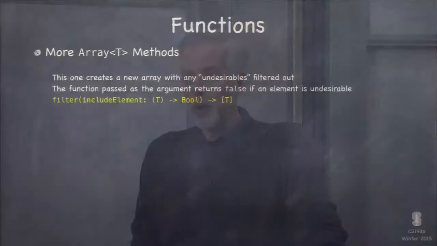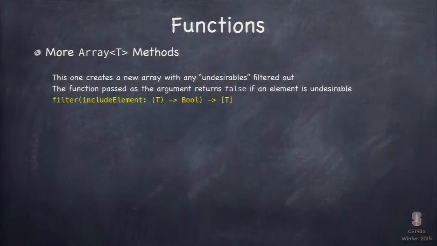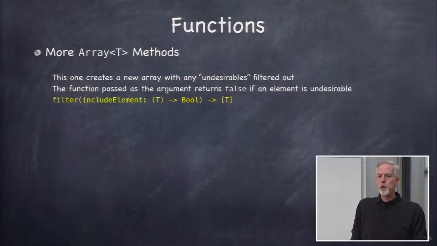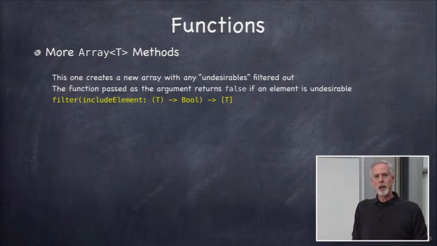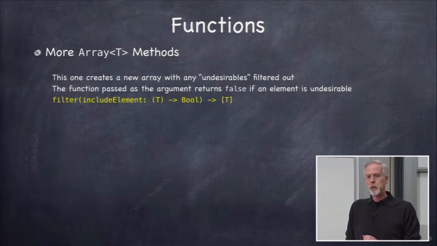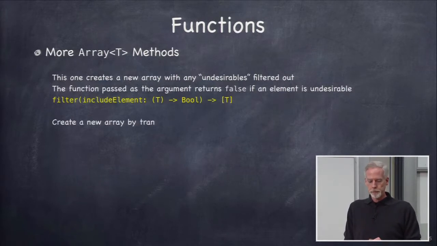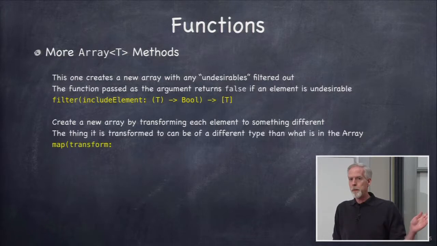More array methods. Okay, so these three are pretty cool. This one's called filter. So filter will give you a new array with all the undesirable elements filtered out of there. And the way you specify which ones are all undesirable is with the argument, which is a function that just returns a bool, whether something's undesirable or not. Make sense?